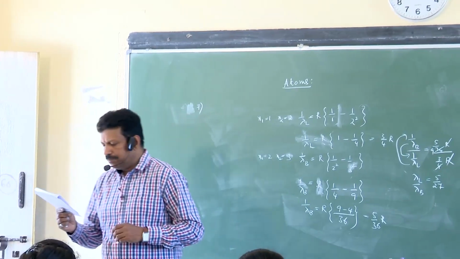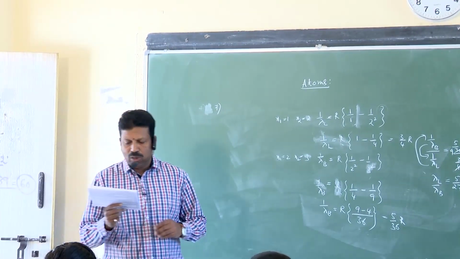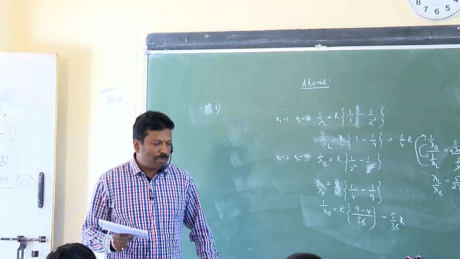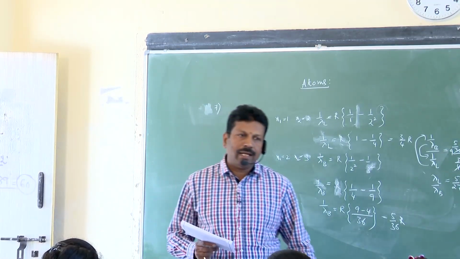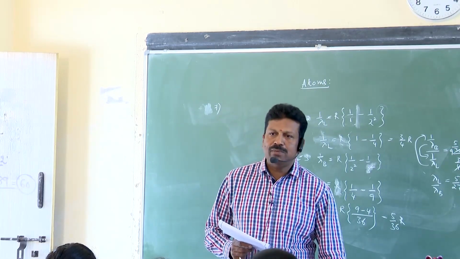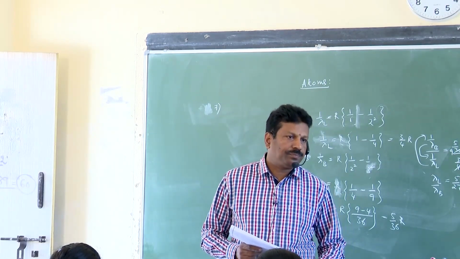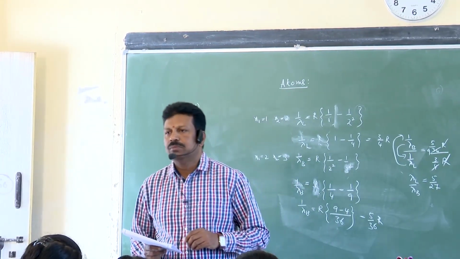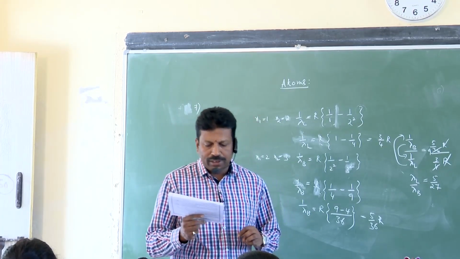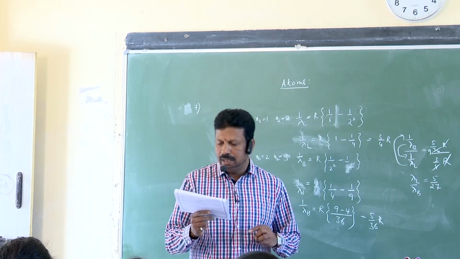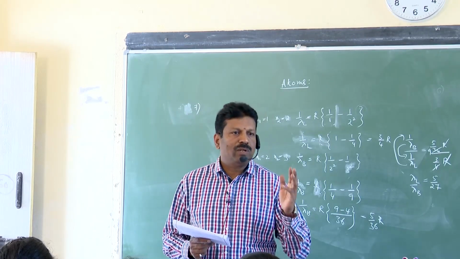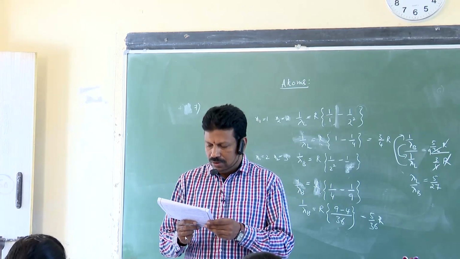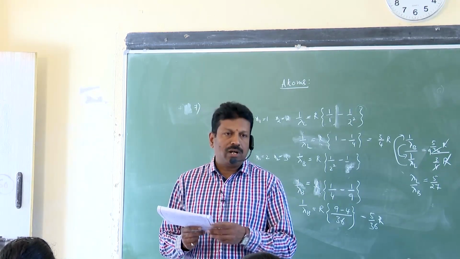Bohr model of hydrogen atom. For which of the following is Bohr model not valid? Option D. Because Bohr's atom model is applicable for hydrogen and hydrogen-like atoms. Hydrogen-like atoms means which has one proton, one electron. Z is 1, correct? So singly ionized helium atom has one electron remaining, so it's similar to hydrogen. And deuteron also the same thing.